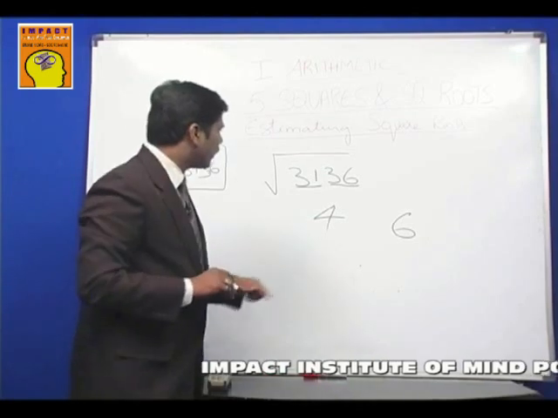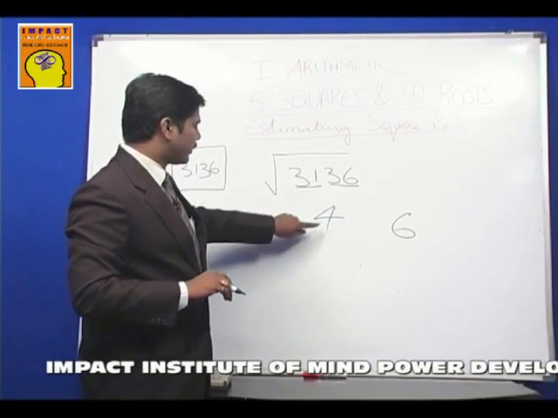Now, 3136. So the square is ending with 6. So the square root ends with 4 or 6.